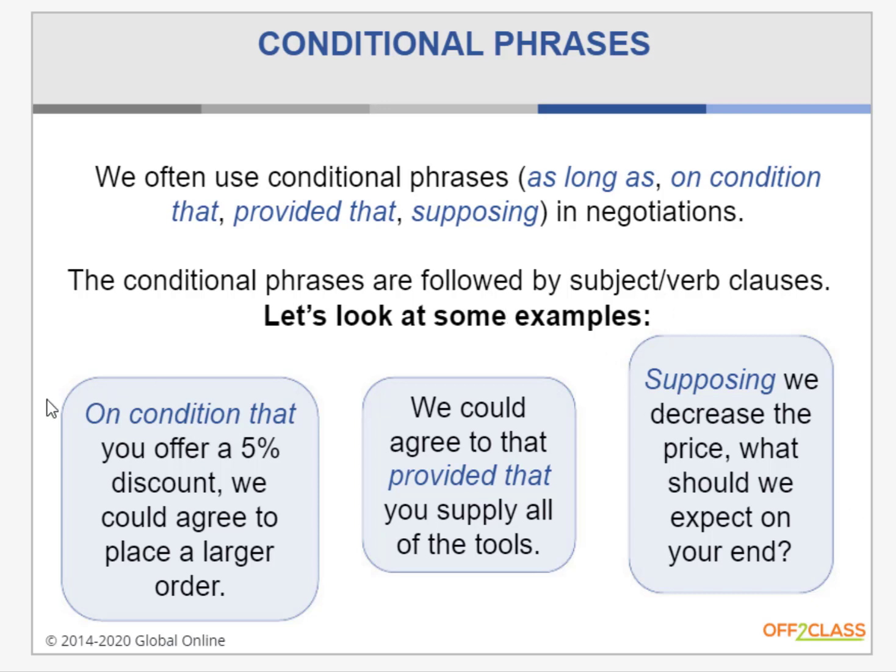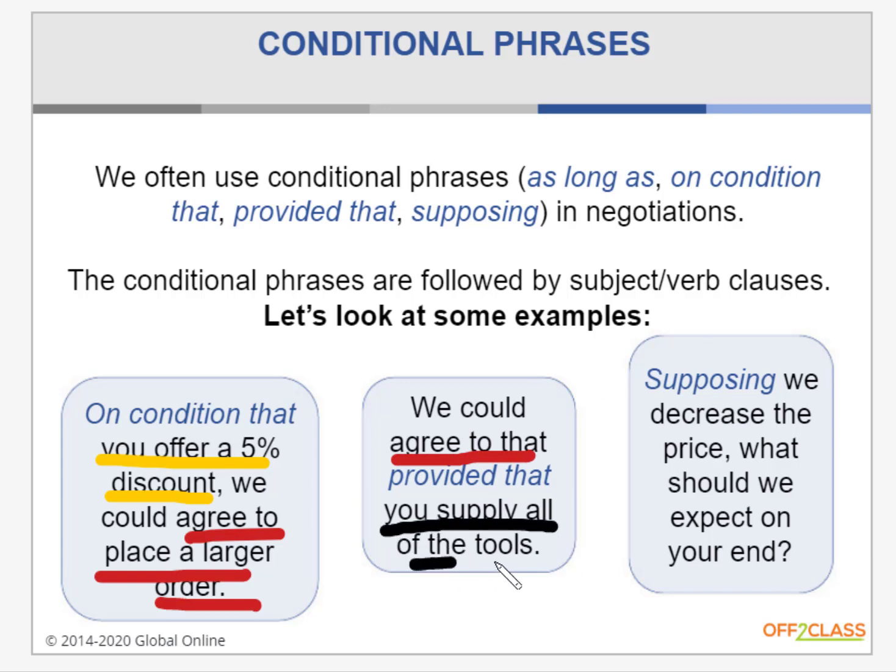So here's some examples. On condition that you offer a 5% discount, we could agree to place a large order. See what happened there? All right, let me show you. On condition that you do X, you do this, then we agree to place a larger order. You see how that happened? A conditional is an agreement between two statements. So on condition that you do X, we will do Y. We could agree to do that, provided that you supply all the tools.